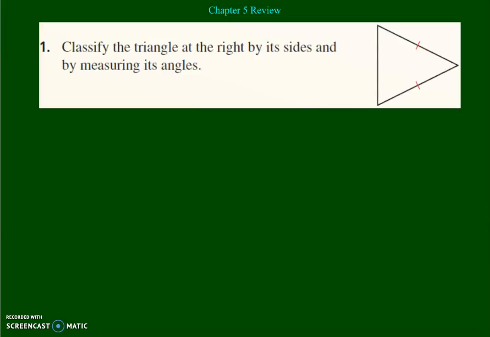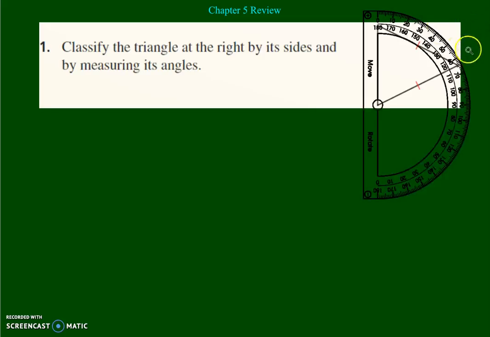In this session, we'll be working on the problems in the Chapter 5 review, beginning with Problem 1. Classify the triangle at the right by its sides and by measuring its angles. Well, here we see that this side and this side are congruent because of these little hash marks here. So, two of the sides of the triangle are congruent. That makes it an isosceles triangle. Now, we need to classify it by its angles.